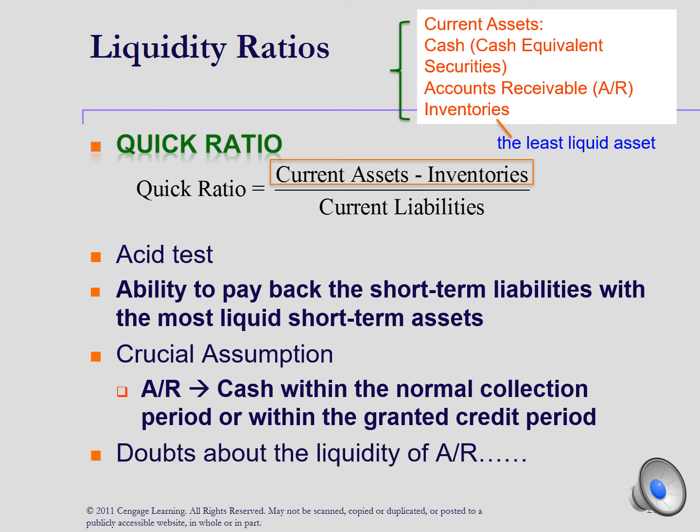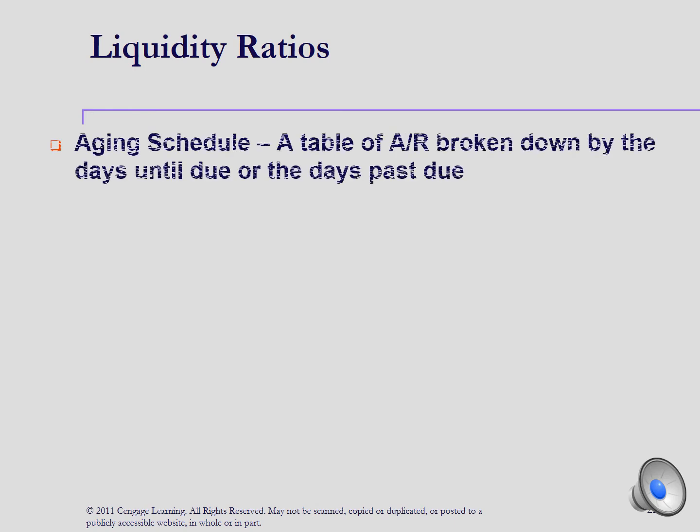What if you have doubts about the liquidity of accounts receivable? Then you can use aging schedule to make a further analysis. Aging schedule is a table of accounts receivable broken down by the days until due or the days past due.